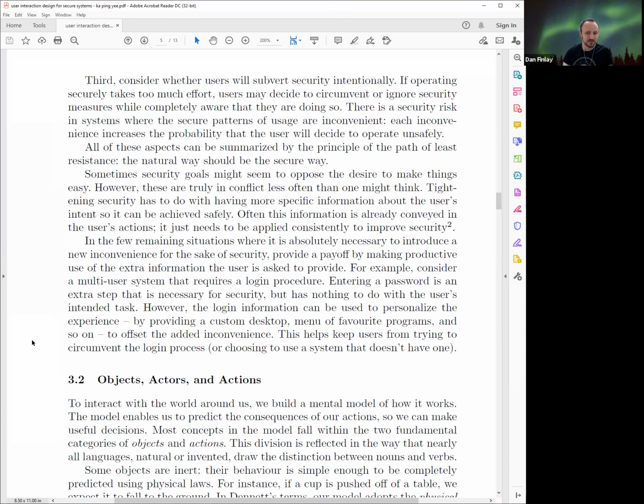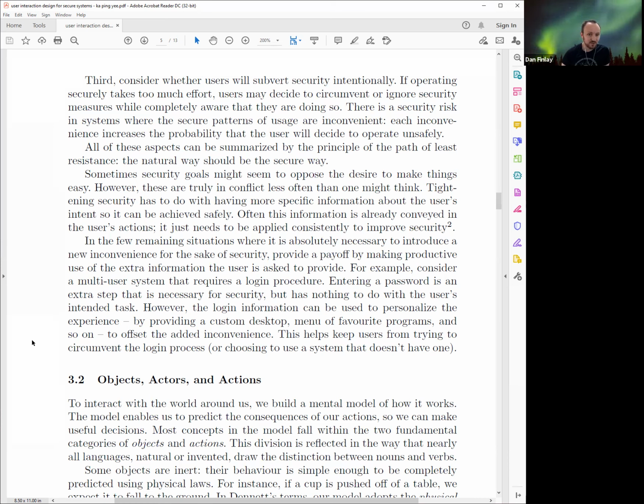Often, this information is already conveyed in the user's actions. It just needs to be applied consistently to improve security. In the few remaining situations where it's absolutely necessary to introduce a new inconvenience for the sake of security, provide a payoff by making productive use of the extra information the user is asked to provide.